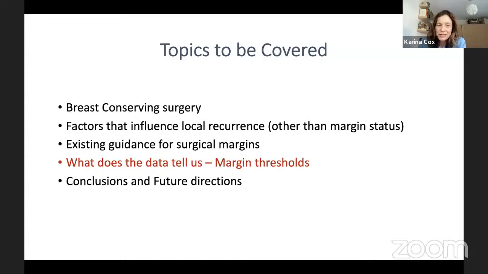So things I'm going to cover in this talk. A little bit about breast conserving surgery, factors that influence local recurrence, some existing guidance that's out there. And then what I'm going to concentrate on is the current data and what the data tell us. And then a little bit about future directions and some conclusions.